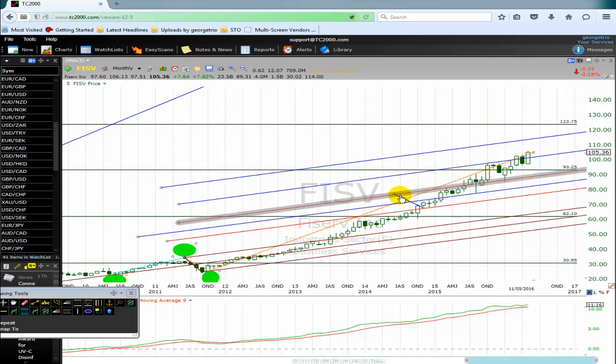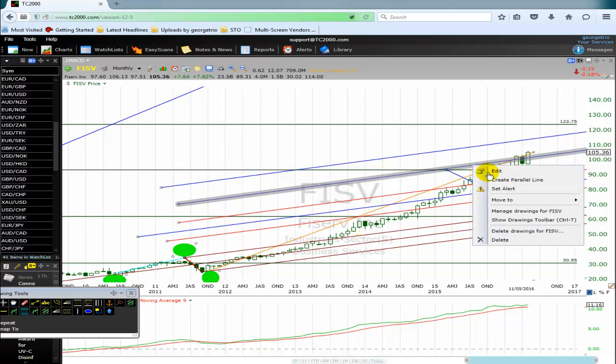Once again, we take our measuring stick. I'm careful not to move any other line. And then we put it on top of the red channel. Now we have a new channel, which I'm going to color into green. Stay with me.